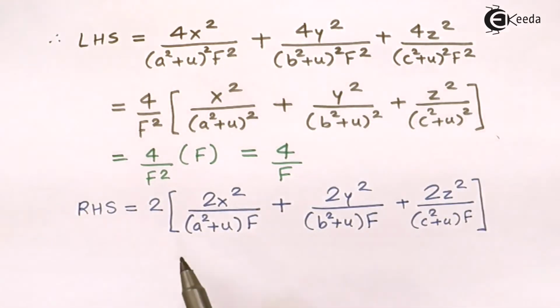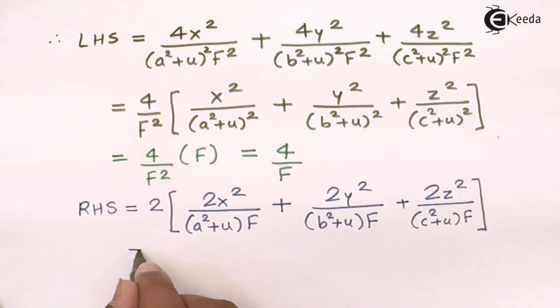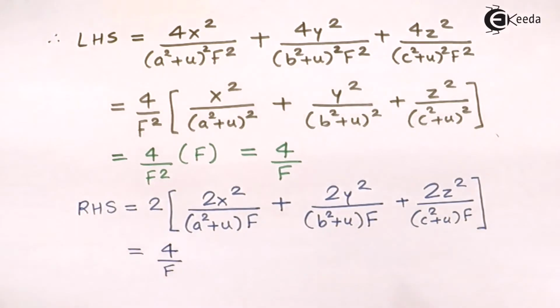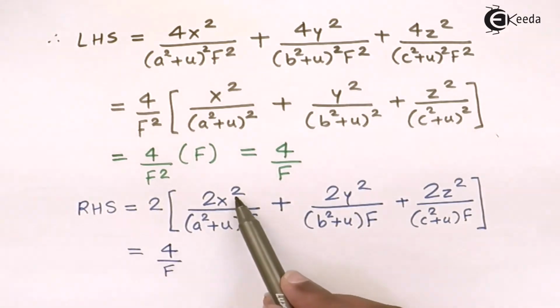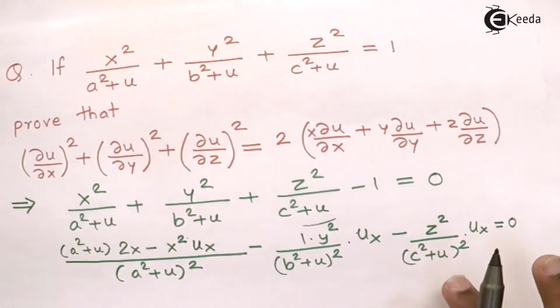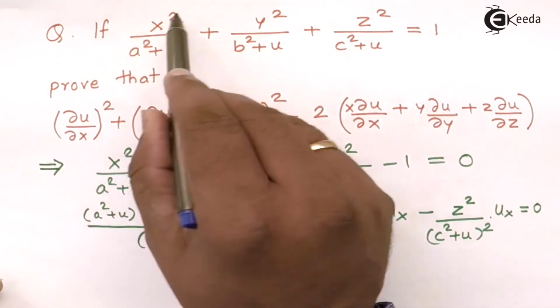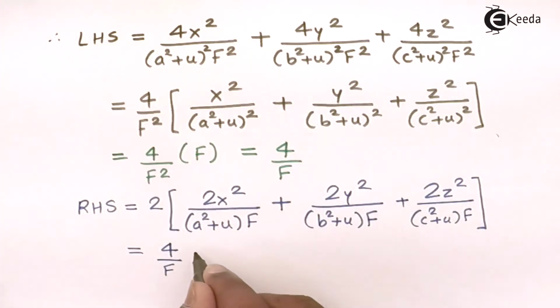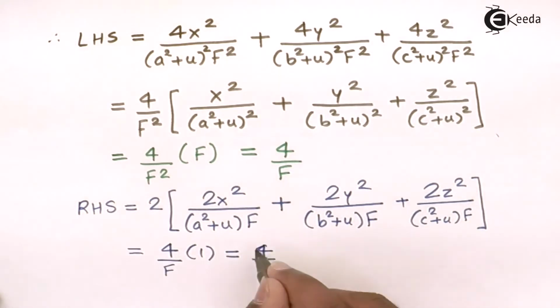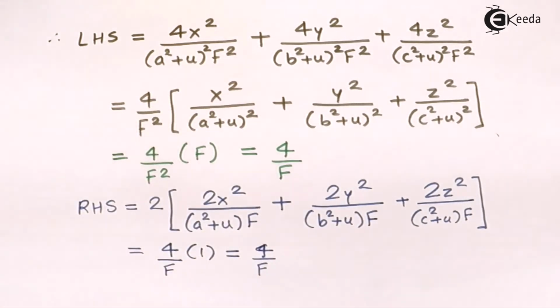Now guys, from here we can take 2 common. So if 2 comes out, it becomes 4, and I can take f common. And now in the bracket, what we'll get? We'll get x square upon a square plus u plus y square upon b square plus u plus z square upon c square plus u. And guys, that is nothing but the value which is given in the question. So let's see the question. See, this is the value given, and for which the answer is 1. So we can say that this into 1. So the answer is 4 by f. And now you can see that I have proved that the value of LHS and RHS are equal. And here we get the solution.